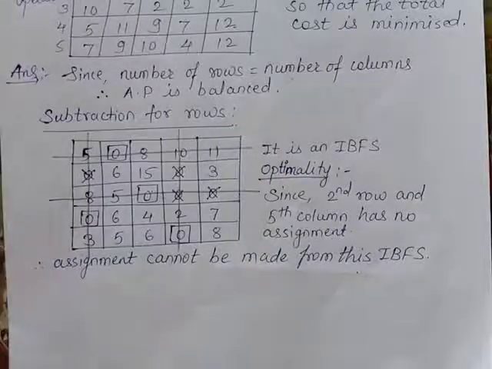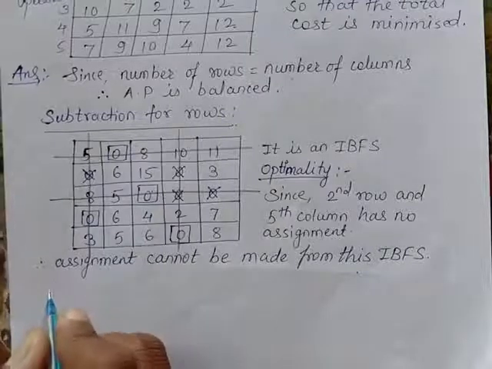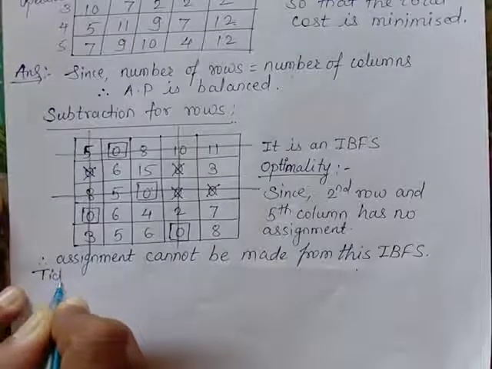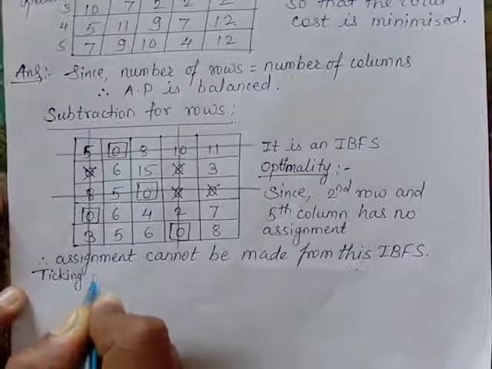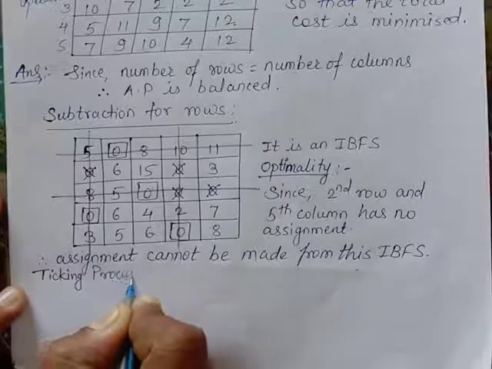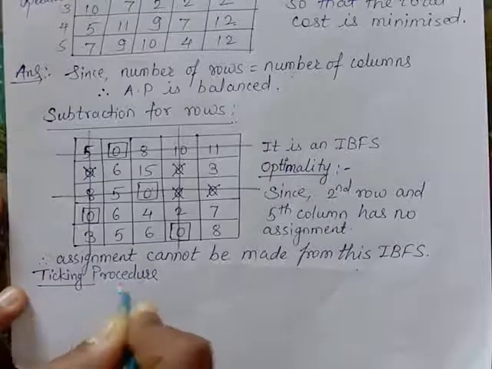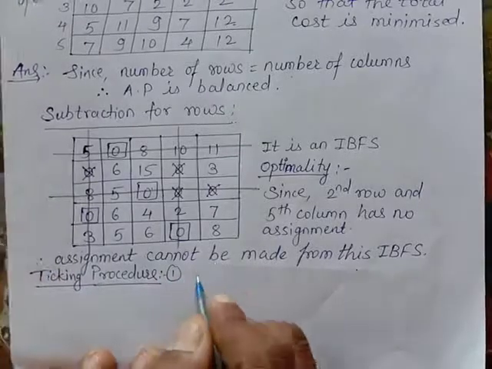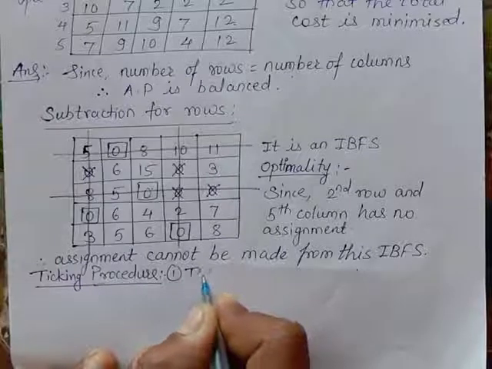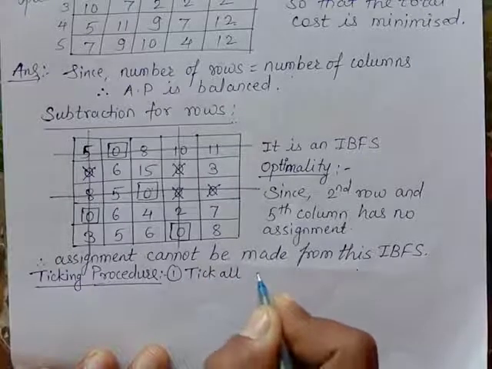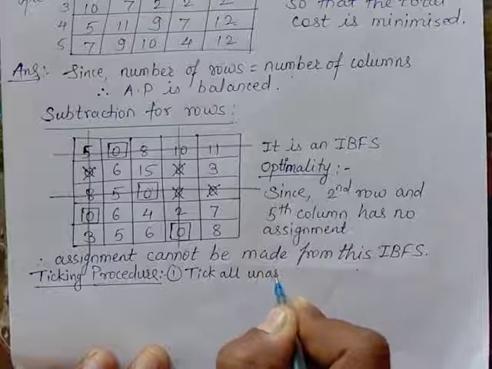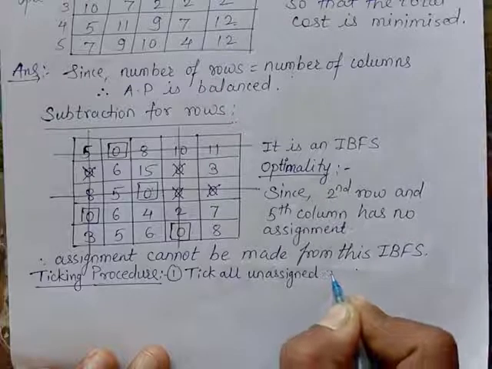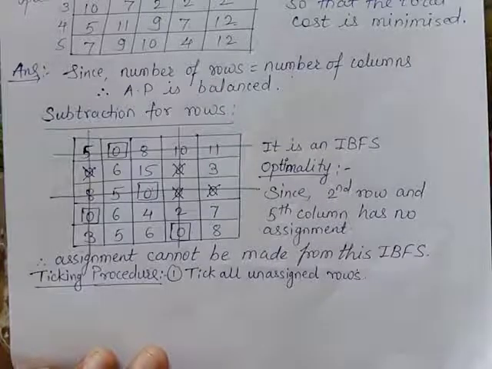So let me tell you the steps for the ticking procedure. Here in this problem itself, let me tell you the ticking procedure. In the ticking procedure, the first step is step 1. Step 1 says tick all unassigned rows. Tick all unassigned rows.